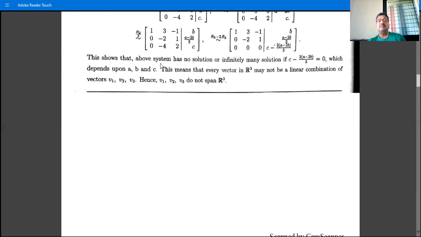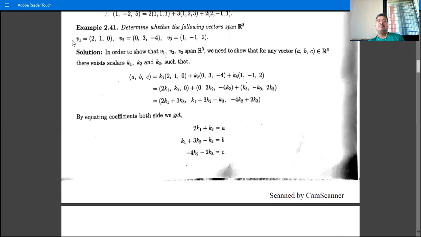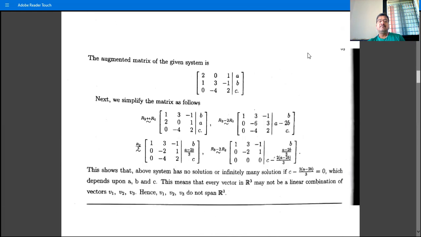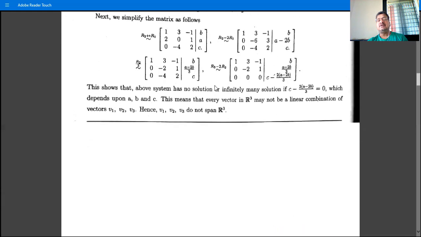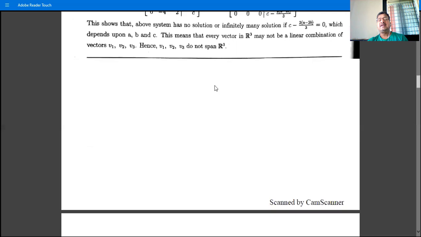So the above system has no solution. In the case that rank of A is 2 and rank of AB is 3, the above system has no solution, and therefore the vector ABC is not a linear combination of V1, V2, V3 for all ABC, and therefore we say that V1, V2, V3 do not span R3. If it is expressed as a linear combination, then we can say it spans R3.